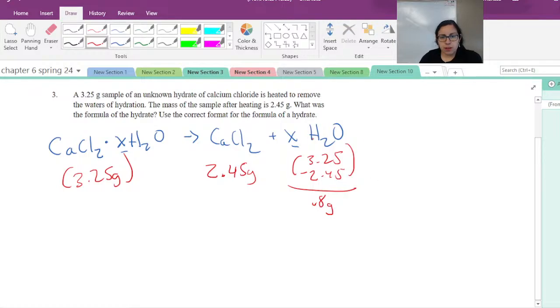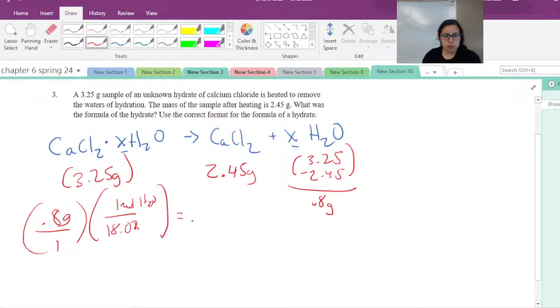Yep, so we need to get back to our mole-mole ratio. We need to figure out this mole ratio, because right now we have a 1 to X. But we can figure out moles of water, and moles of calcium chloride. So 0.8 grams, and then divided by the molecular weight, 1 mole of H2O. So how many moles of water did y'all get?